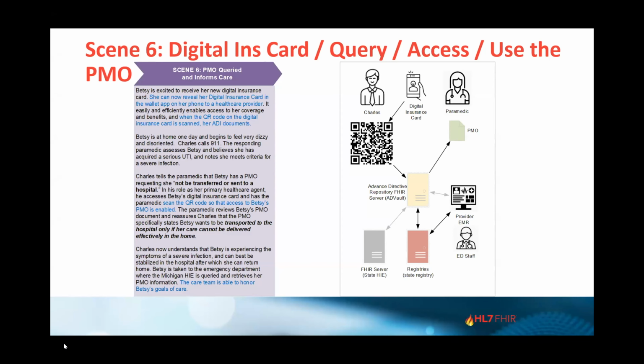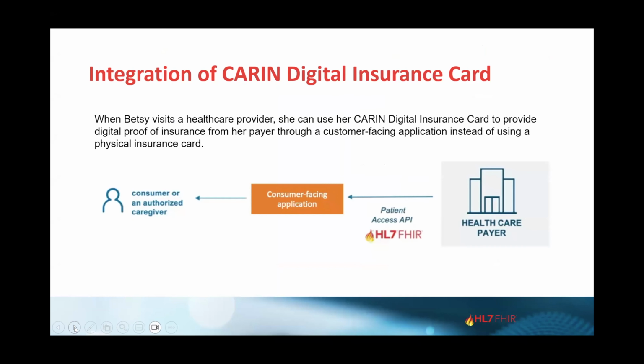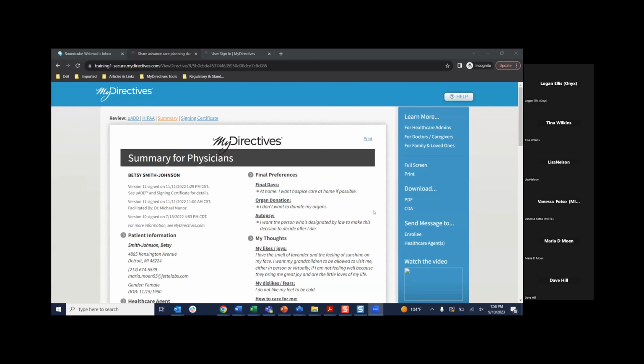All right, super. I am also trying to show the access that Charles was granted to the portable medical order if we did not have a digital insurance card, to give you yet another scenario where Betsy's wishes can be honored. So this is actually Charles's view of Betsy's information. Behind the scenes, I already processed the verification code.